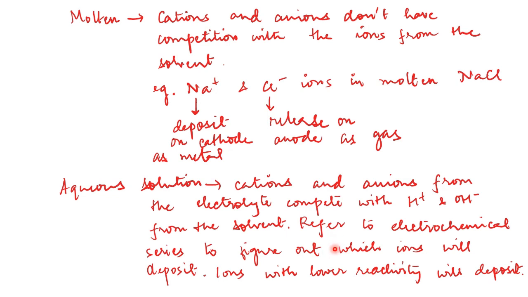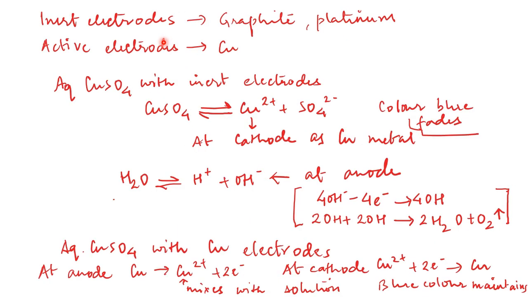You have learned the electrochemical series earlier in class 9. Just go through it once more. Go through the electrochemical series of negative ions as well, and you will be able to figure out which ion is going to deposit on the cathode and which ion is going to be released as gas. Next important point to remember is whether the electrodes are inert electrodes, for example graphite or platinum electrodes, or active electrodes like copper electrodes.